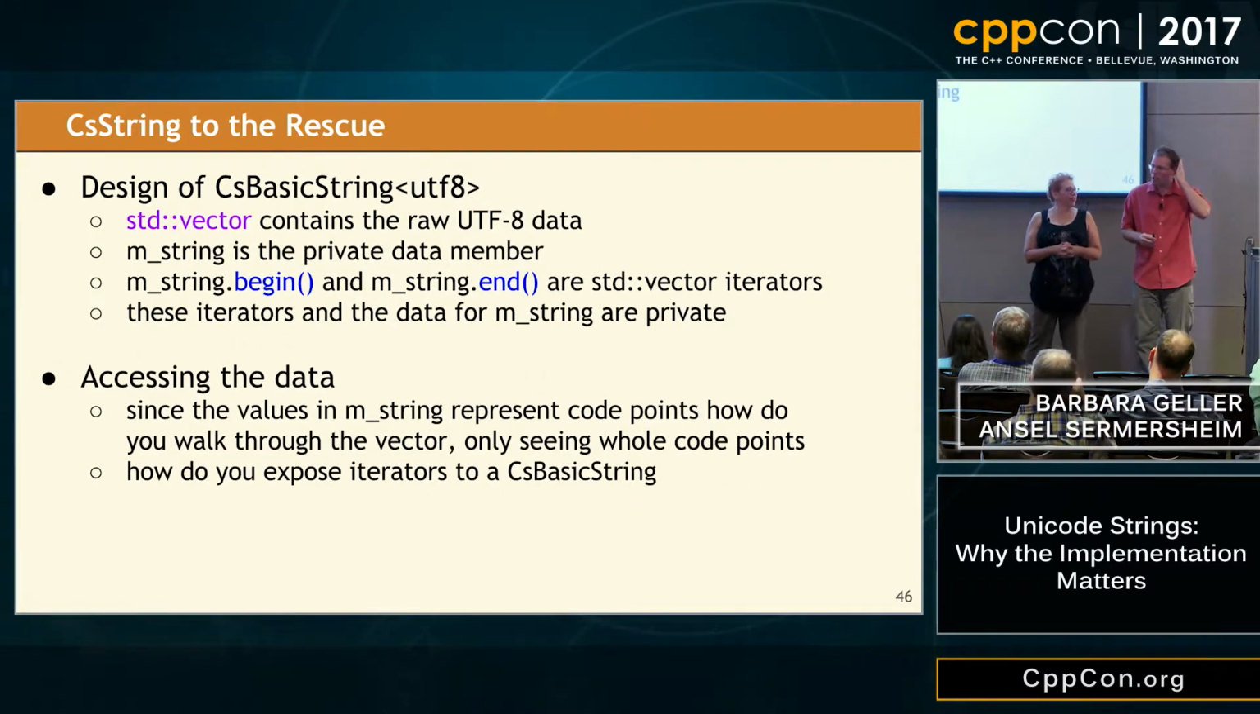So inside a CS basic string, we have a vector that contains the raw data. In this case, we'll be looking at UTF-8, so it contains a UTF-8 encoded string. We have a private data member called mstring that is this vector, and the beginning and the end of this are vector iterators. We don't want to expose the vector because we don't want to expose the raw underlying stream of bytes. These are private, so we want to give you a way to access the data without having to deal with the complexities of encoding.